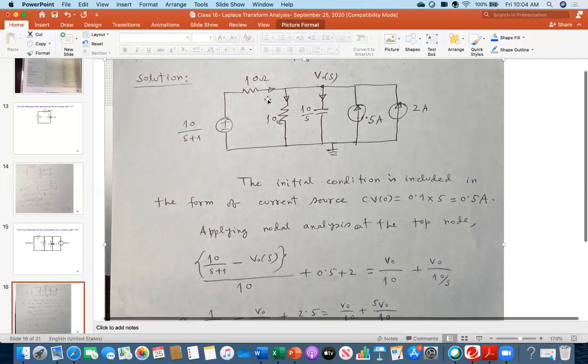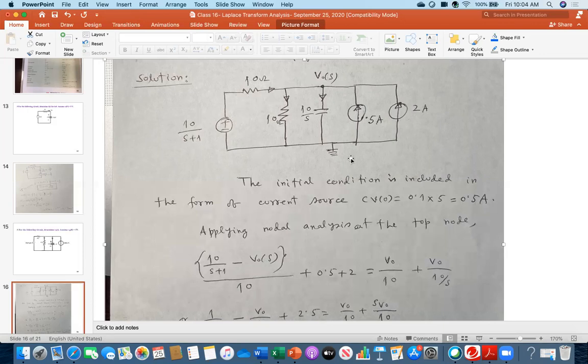Therefore, what is the current here? How will we know that? Because this is a voltage source, these others are currents, but this is not a current. So what I am doing, everybody look here. What is the voltage here? It is what I assumed, V naught. So this voltage minus this voltage, divided by 10, is my current here. So 10 over S plus 1 minus the voltage here, which is V naught, divided by 10. That is my current here.